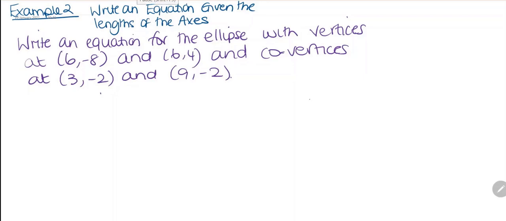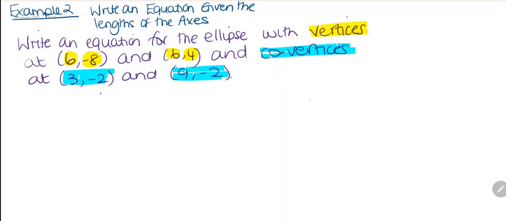Okay, so example 2, write an equation given the length of the axes. It says write an equation for the ellipse with vertices at (6, -8) and (6, 4), and then we have co-vertices at (3, -2) and (9, -2).